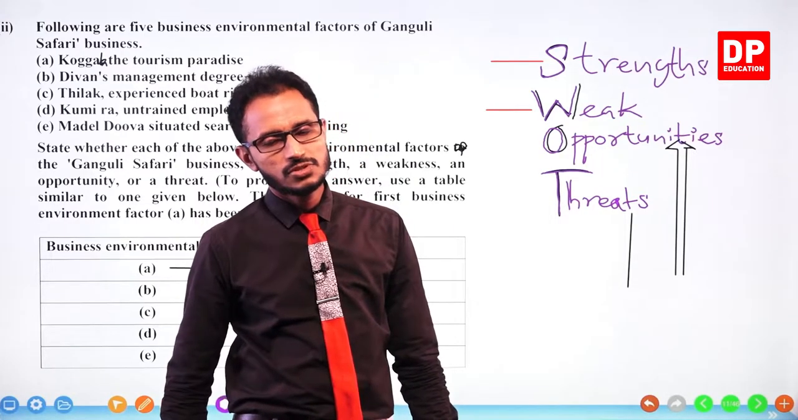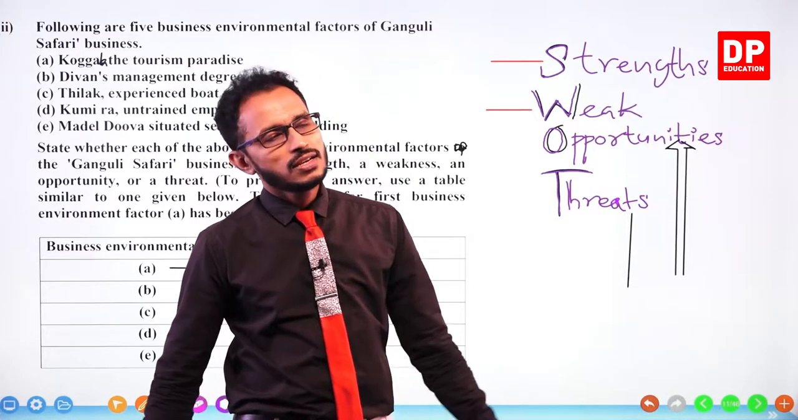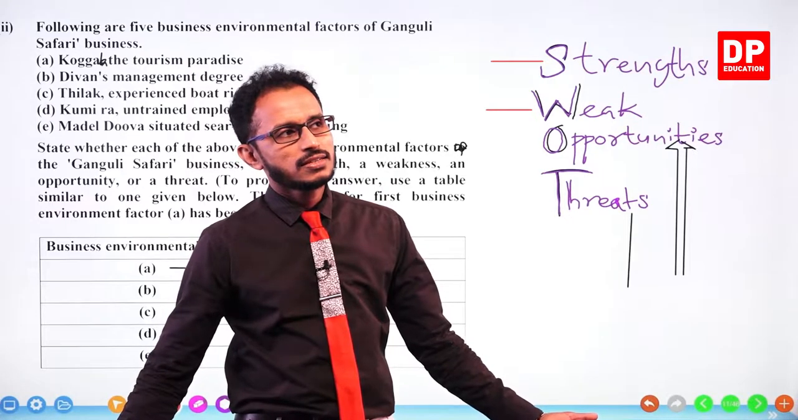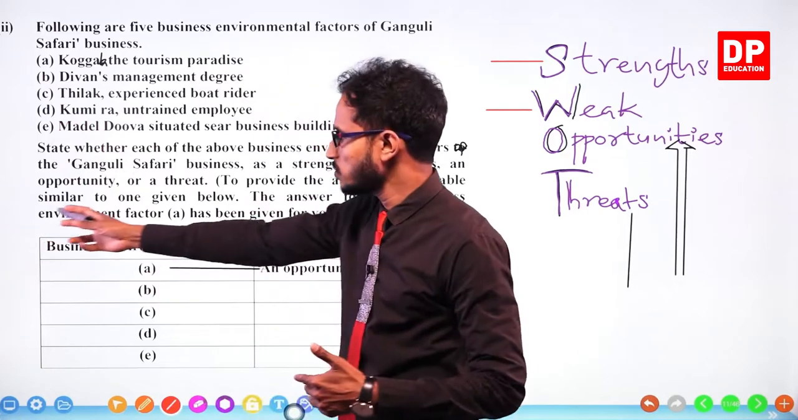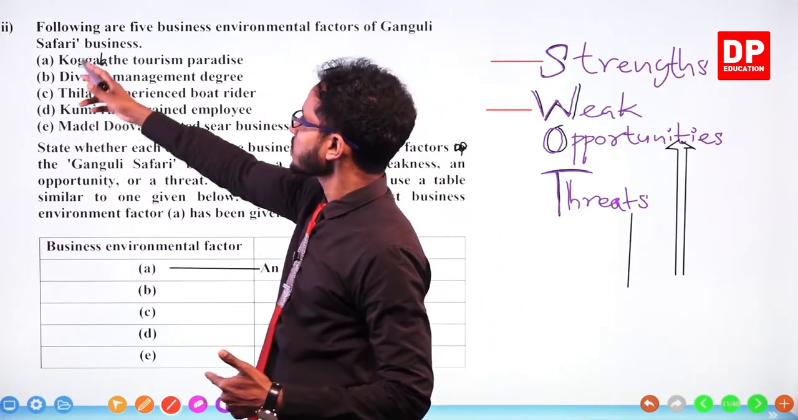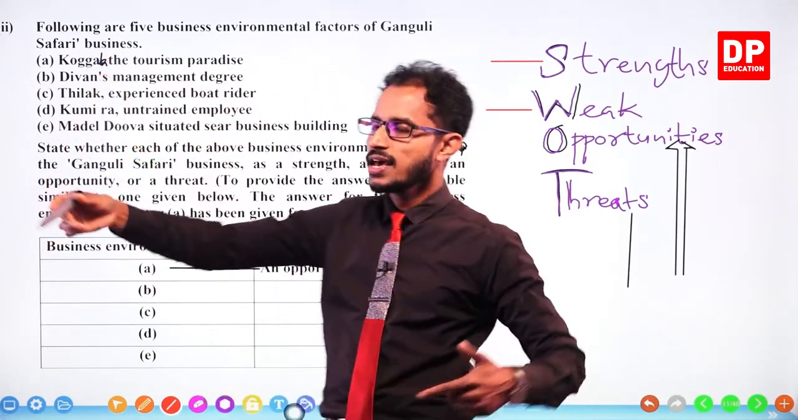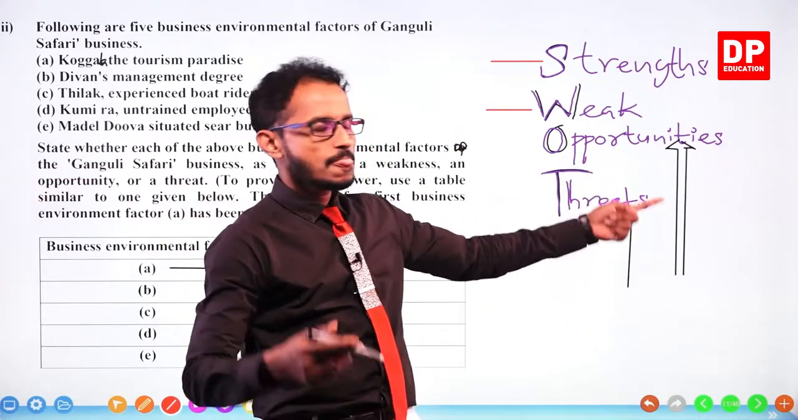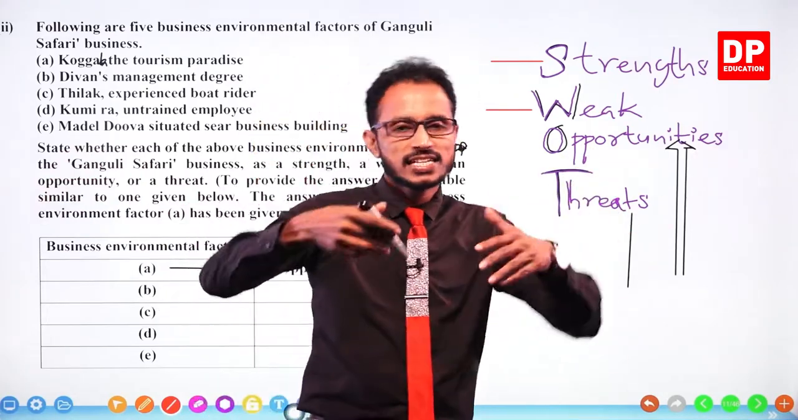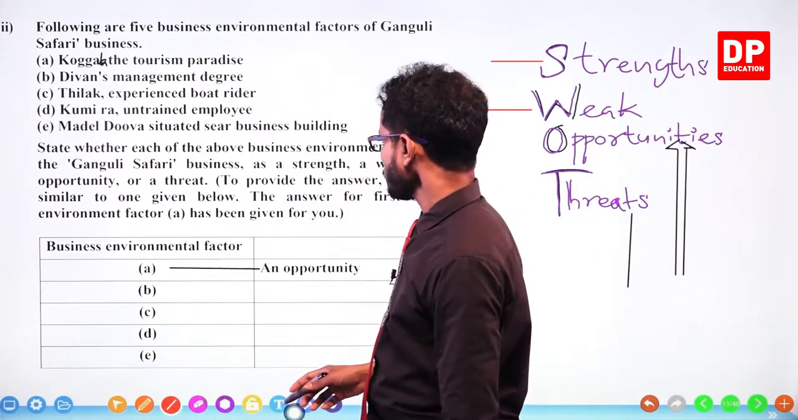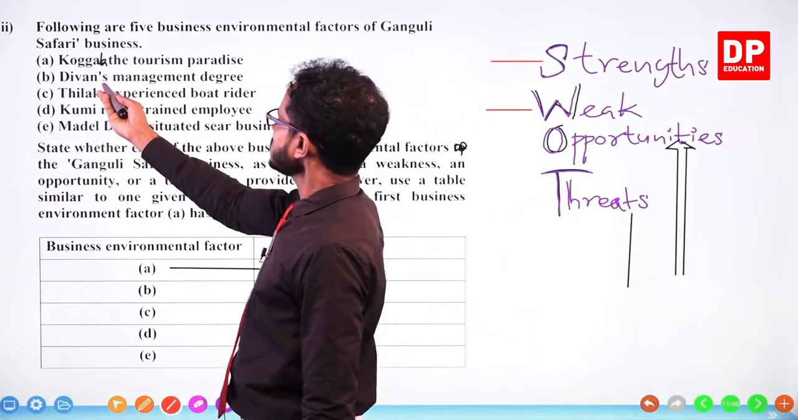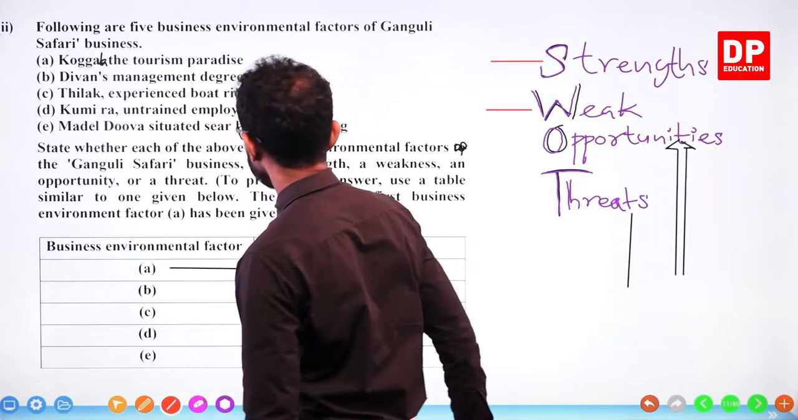Divan's business happens to take the advantage of that. So it's in the external environment, Koggala tourist paradise. And because it's a positive factor in the external environment, it's an opportunity. Got it?